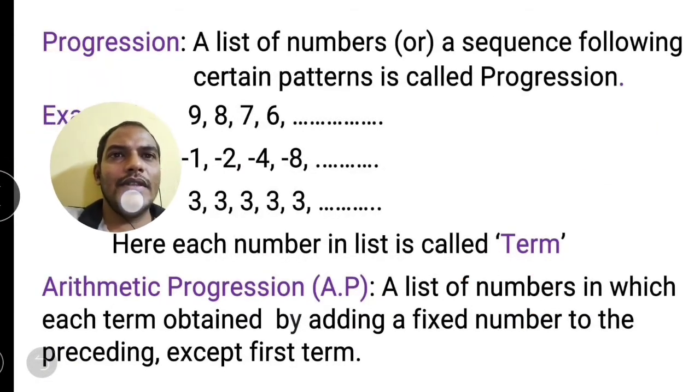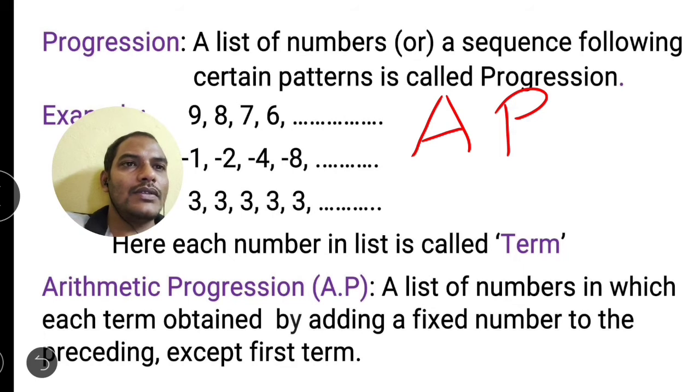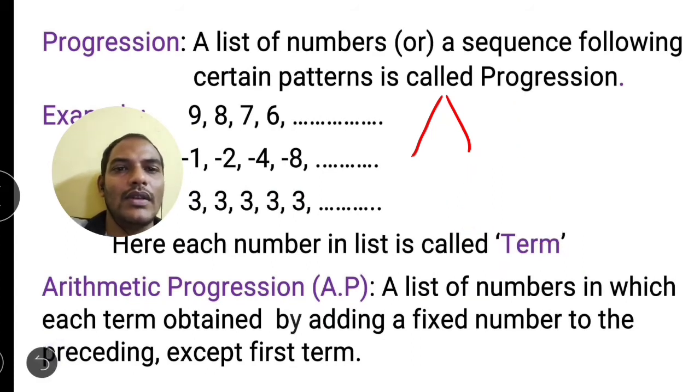See, progressions are of two types. One is arithmetic progression, second one is geometric progression. The short name of arithmetic progression is AP, and the short name of geometric progression is GP. So let us start with the first definition, that is arithmetic progression.